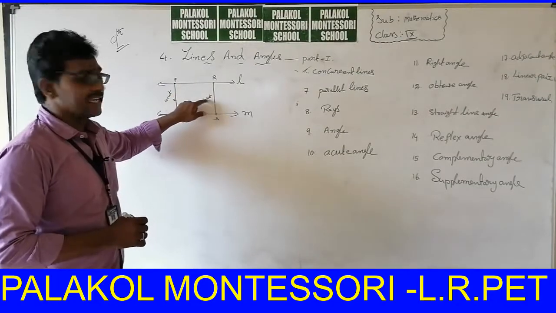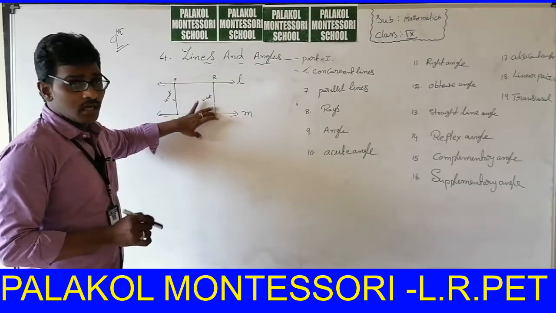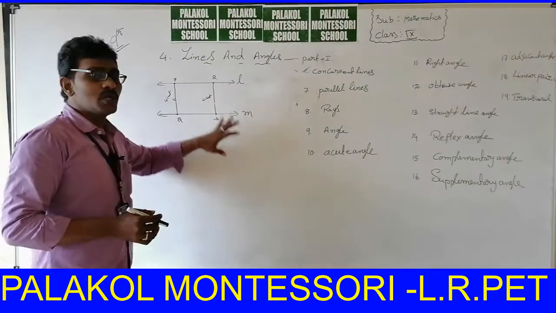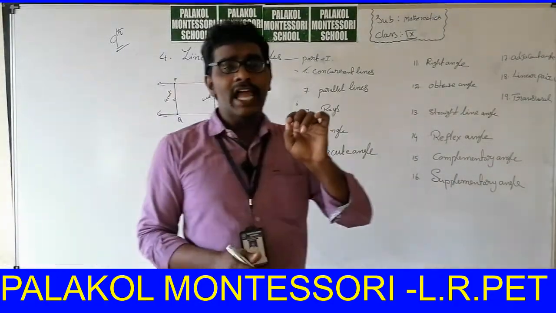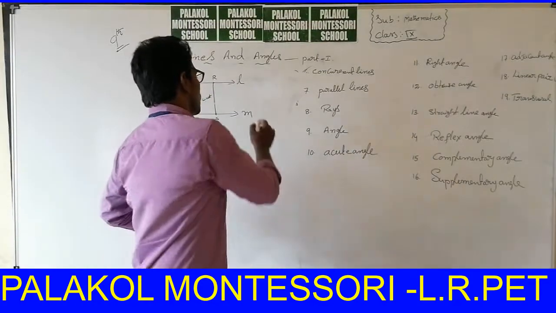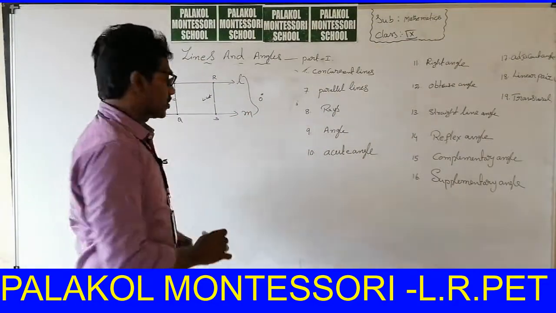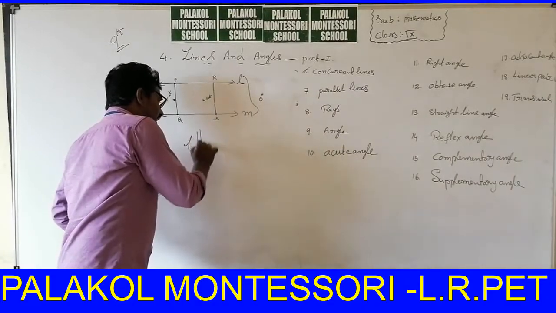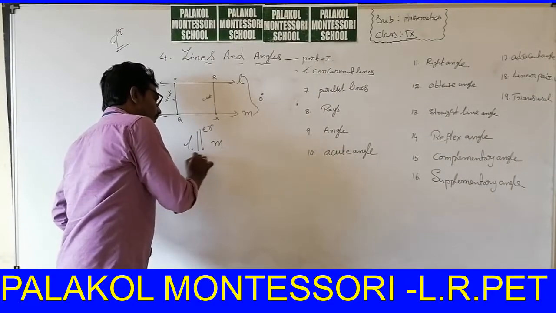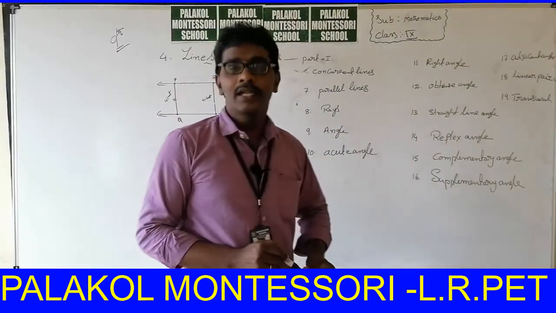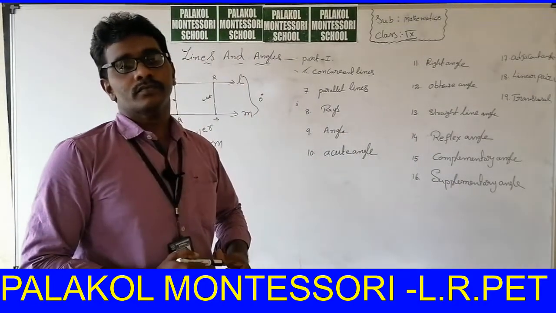There is no change. These lines do not intersect at any point. These two lines make an angle equal to 0 degrees. Those lines are called parallel lines. So L is parallel to M. This is called the parallel symbol.